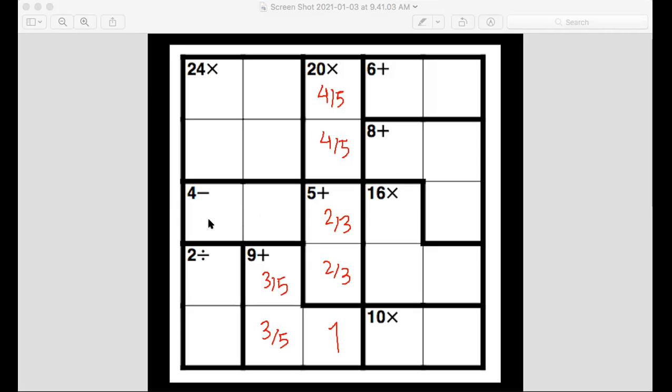These two numbers differ by 4. Differing by 4 can happen in one way. It's just 5 and 1. So these two numbers, one is 5, one is 1. But this can't be 5 because one of these is 5. So this must be 1, this must be 5.